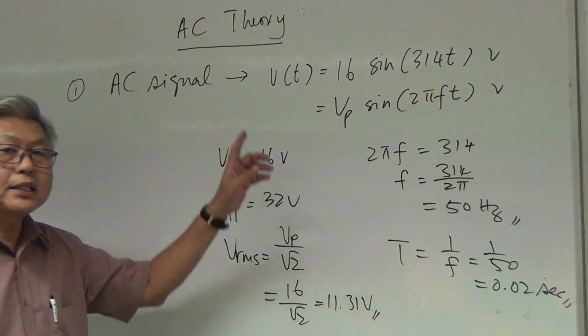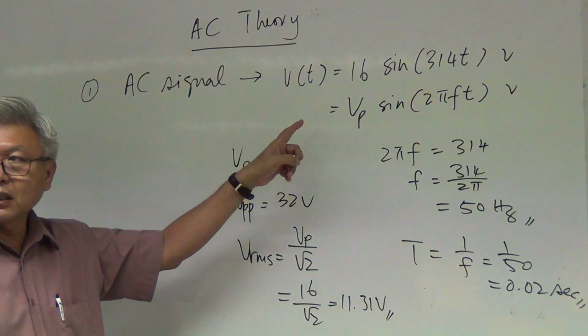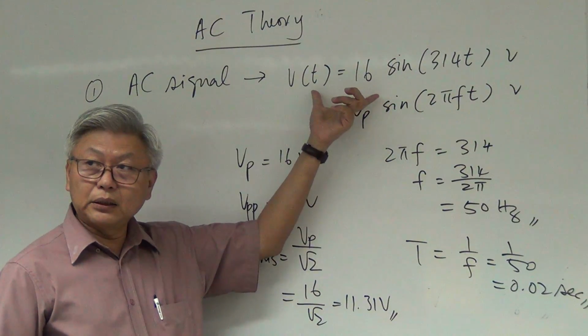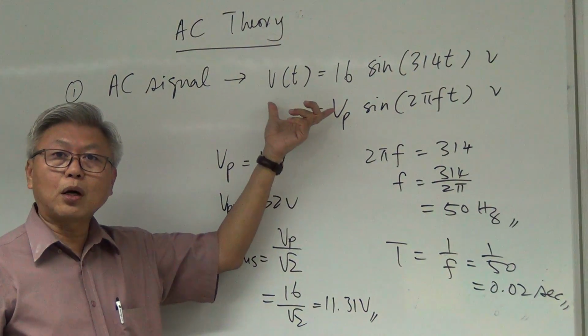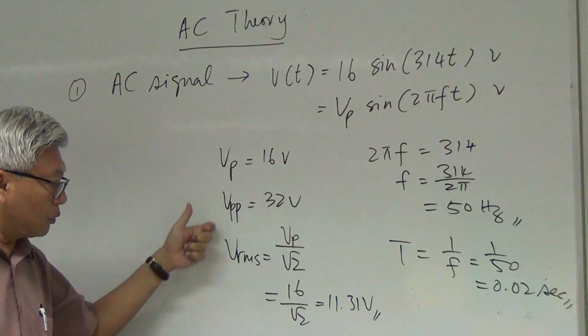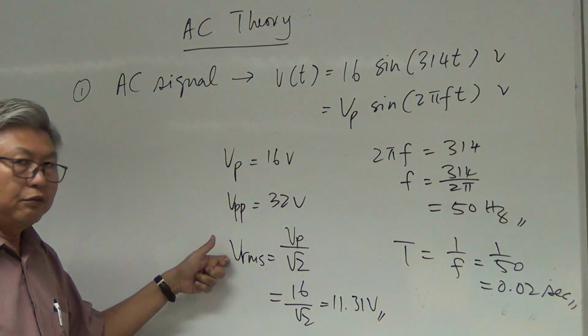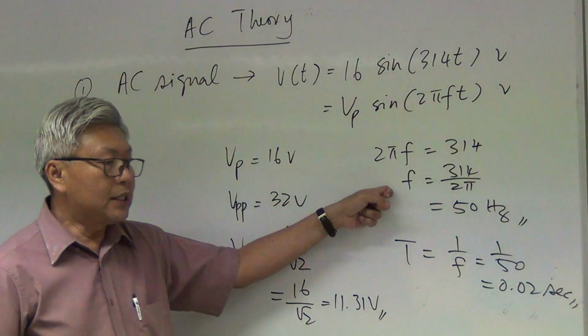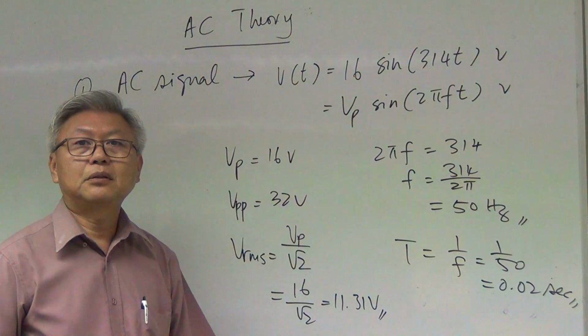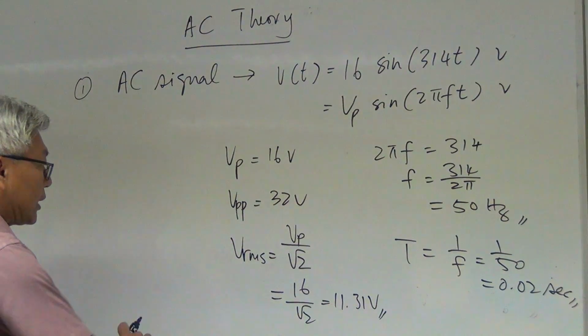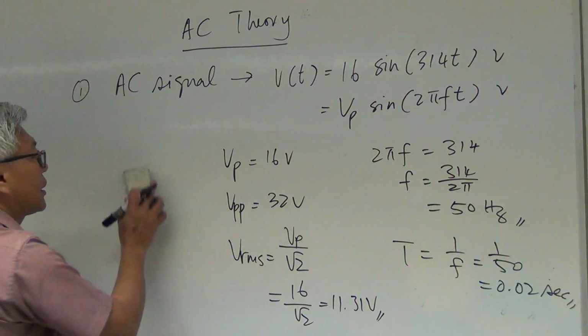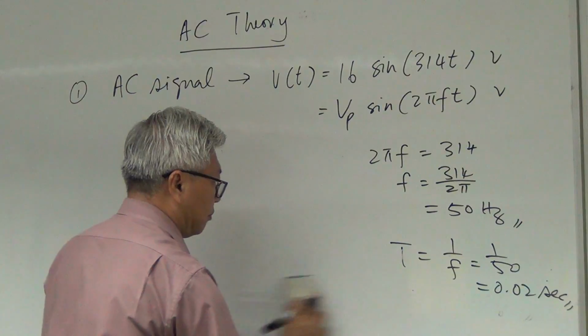So when you are given an AC signal in the mathematical expression, which we call the sinusoidal expression, you are able to give me the parameters as well: the peak voltage, peak to peak voltage, VRMS, frequency, and period. Right? So with that, let's move on to the third one, which is the phasor form.